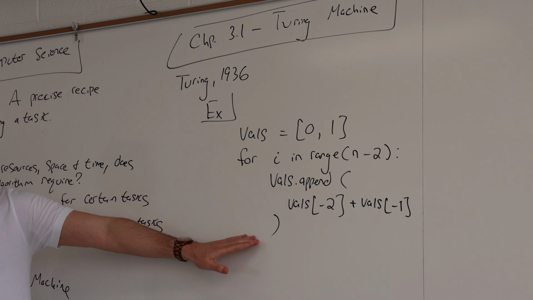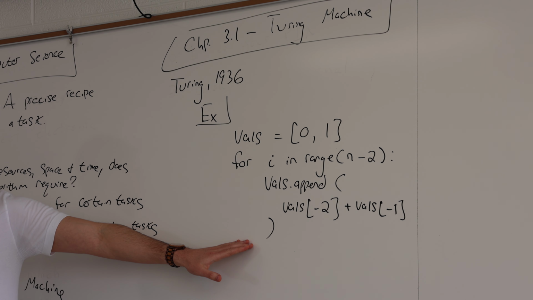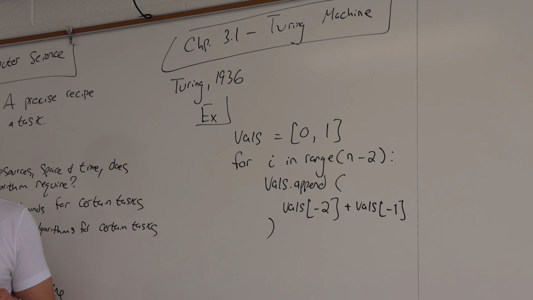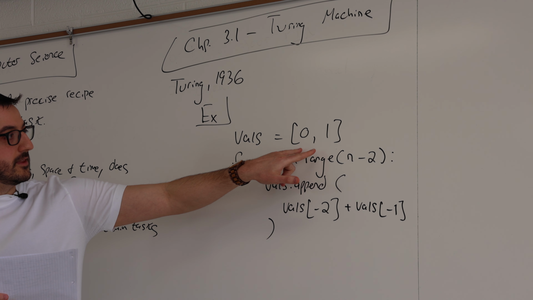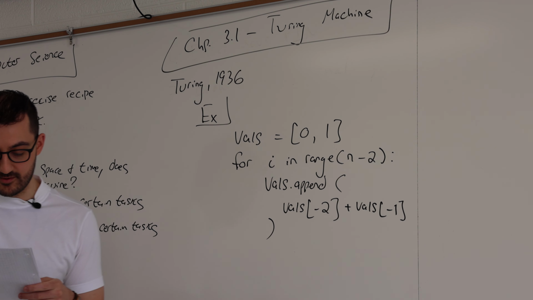So who could tell me, if anyone, what this program is calculating? Famous sequence of numbers in math, computer science. Fibonacci, exactly right. So these would be the Fibonacci numbers. Starting with 0 and 1, and then you add the previous two: 1, 2, 3, and so on and so forth.